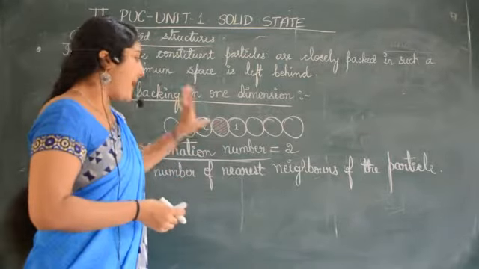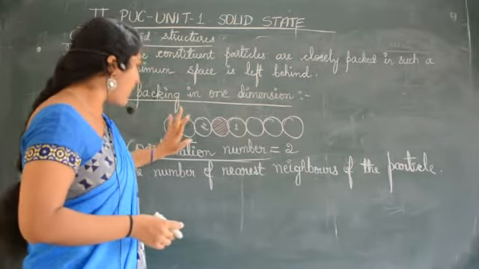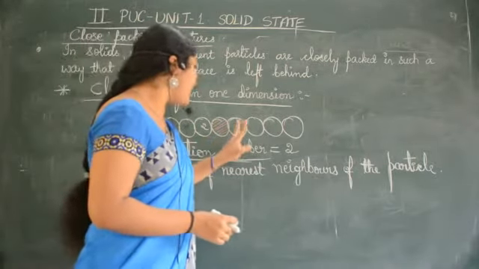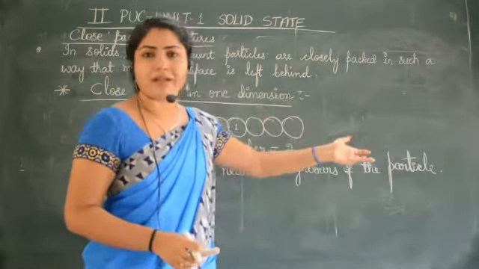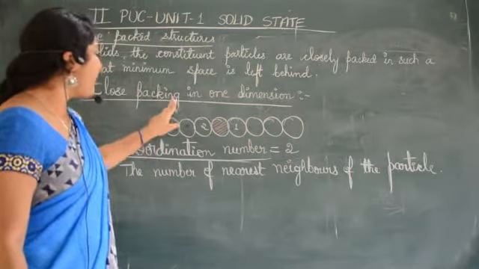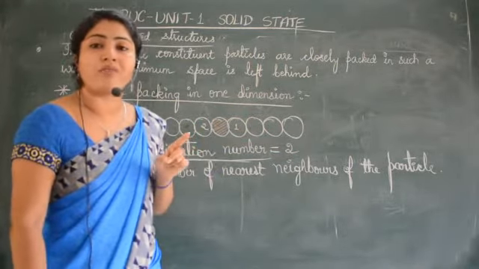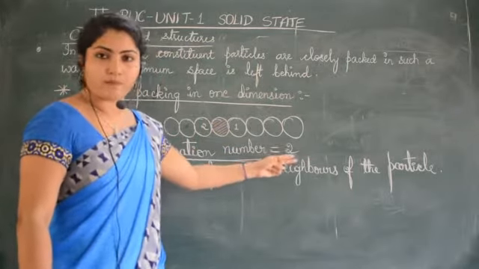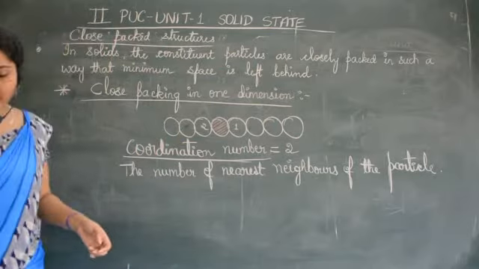So this is one atom. Same, if you consider the other one, here also how many atoms? 1, 2. Here if I consider this 1, 2, here also there will be some other atoms. So what I mean to say is, if the close packing is done in 1 dimension, then the coordination number will be equal to 2. Clear? Now let us move on to close packing in 2 dimension.